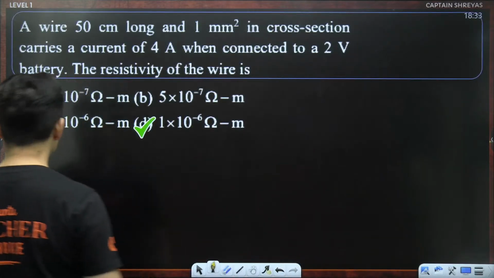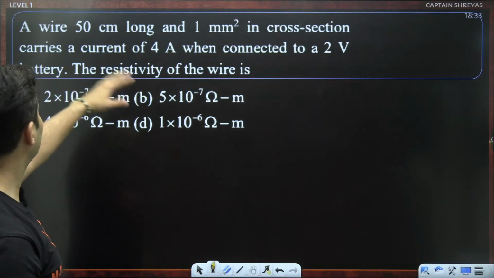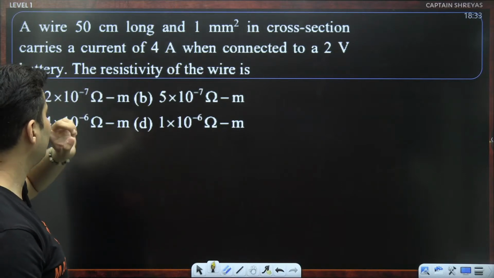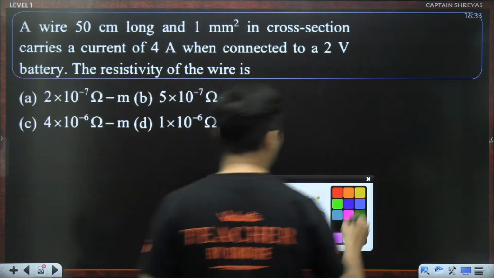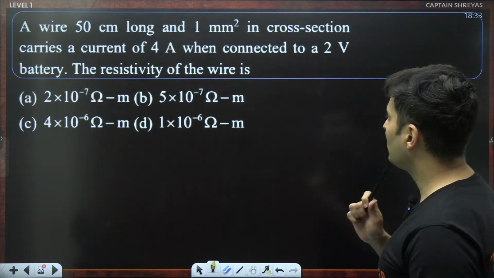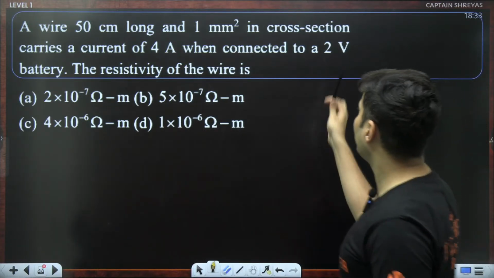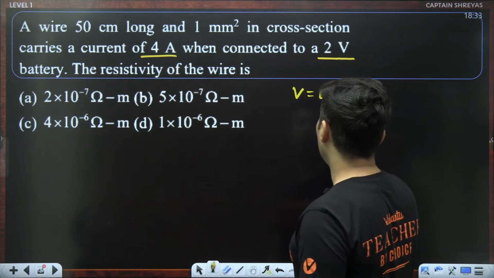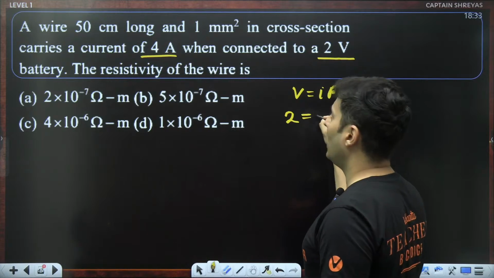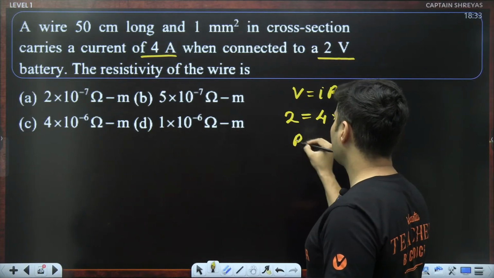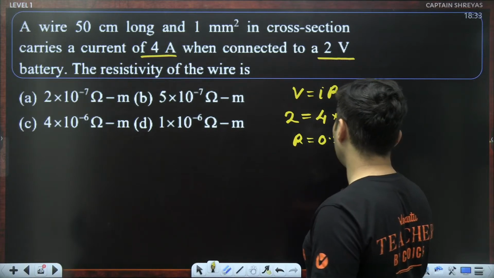Moving on to the next question on your screen. A wire is this much, area is this much, connected to a battery, current this much, resistivity is how much? Resistivity is asked. I need to know the resistance then, but resistance is not given. But no worries, voltage is given, current is given. Using Ohm's law, V is equal to IR, current is 4, voltage is 2. I will get the resistance as 0.5 ohms.